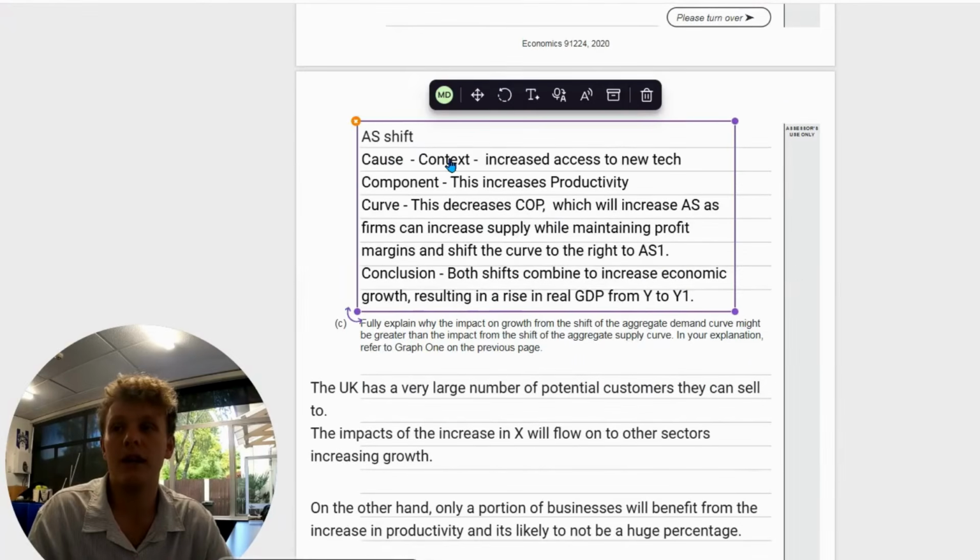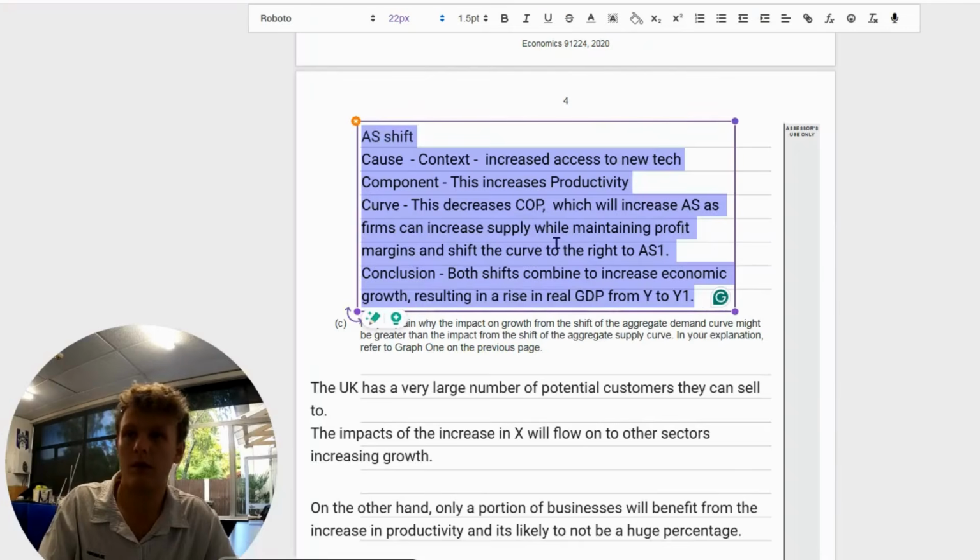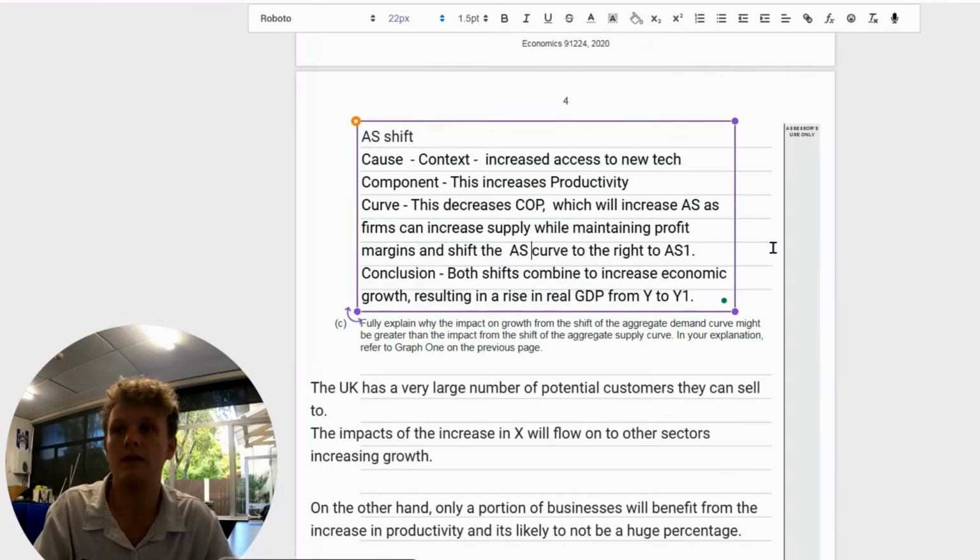AS shift: again, the cause is going to come from the context, which is increased technology. Component: this increases productivity. Curve: this decreases cost of production, which will increase AS as firms can increase supply while maintaining profit margins, and shift the AS curve to the right, to AS1.